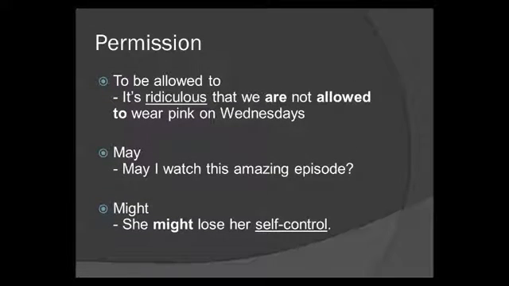There are three different ways of showing a permission, namely by saying to be allowed to, may, and might. Here are some examples. The first one is, it's ridiculous that we are not allowed to wear pink on Wednesdays. The second one is, may I watch this amazing episode? And the third one is, she might lose her self-control.